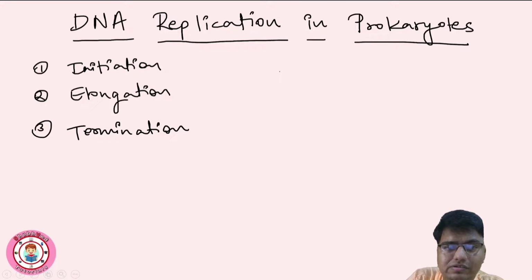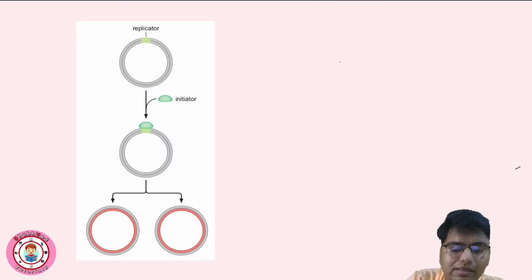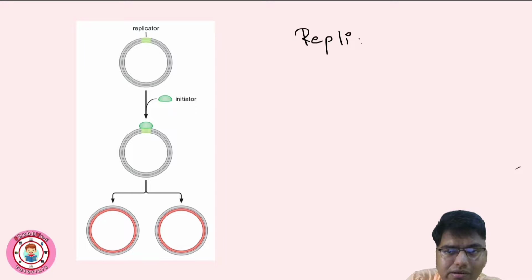So let's see first how initiation takes place. Basically, we know that the strands are double stranded. Then there is a formation of a replication bubble, or you can say replication forks. So this is the initial case, and the enzyme required for this is DNA helicase. In prokaryotes or in eukaryotes, a replicon model of initiation of replication was proposed.